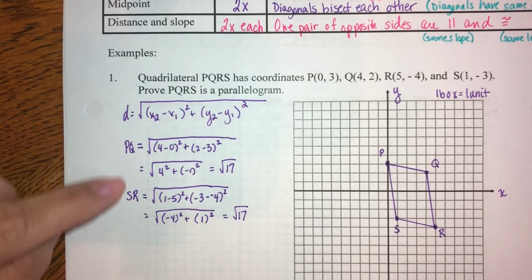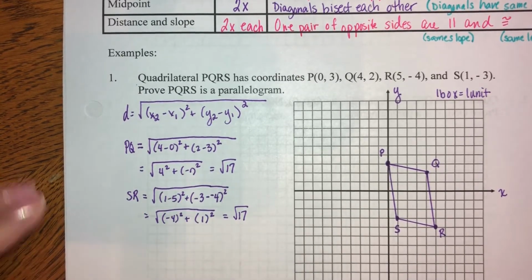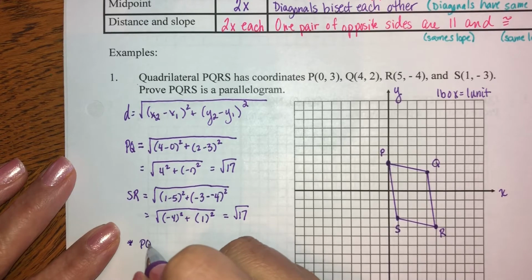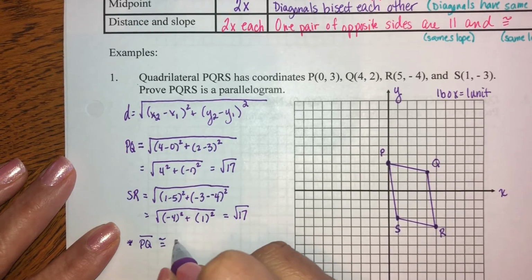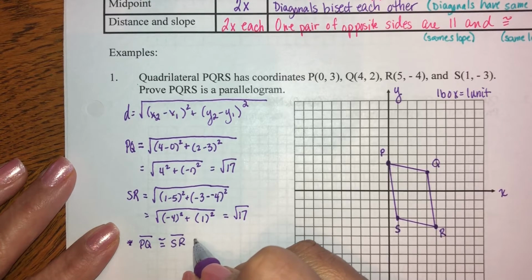Now that's what we wanted to have happen. We want to show here that both pairs of opposite sides are congruent. This showed that one pair of opposite sides is congruent. So I can actually say that as a sentence here now. PQ is congruent to SR. Those sides are congruent because they have the same length.